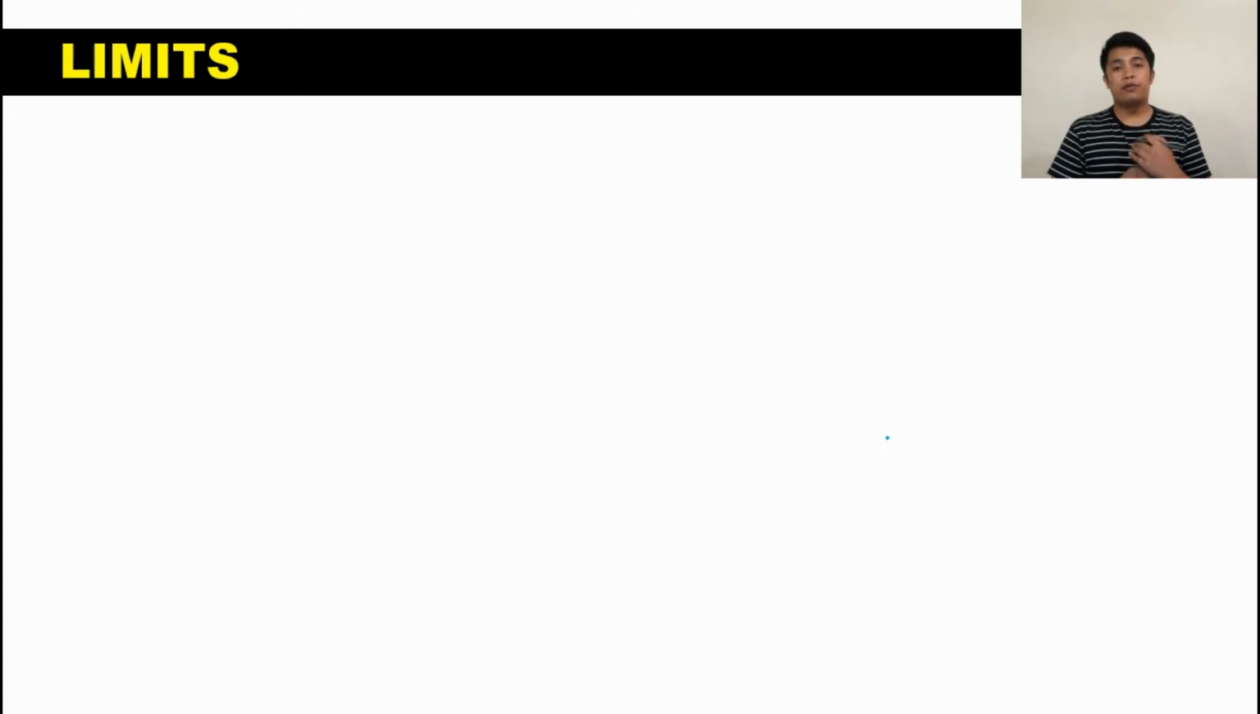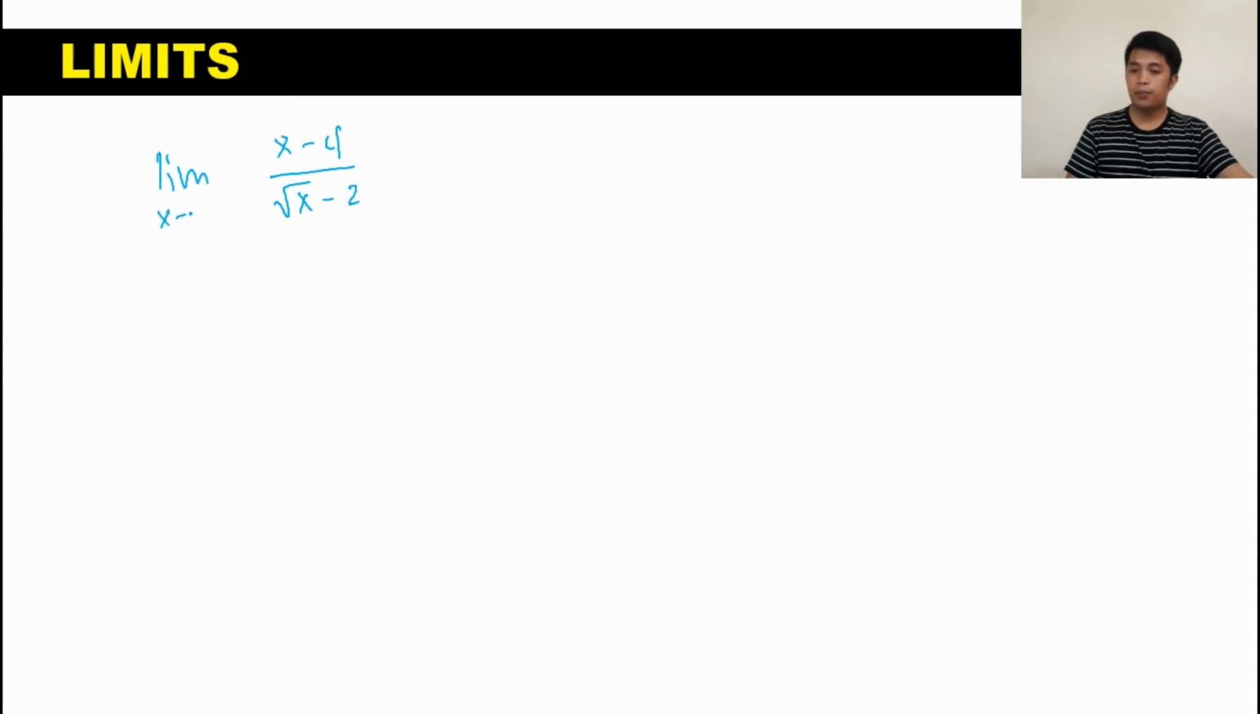Now, if ang ato nga function nag-involve of radical, what we will be using is ang gitawag nato nga rationalization. Katugay na is factoring man. Now, let's have an example nga mag-rationalize ta. So, say for example, we have the limit of x minus 4 all over the square root of x minus 2 as x approaches 4.